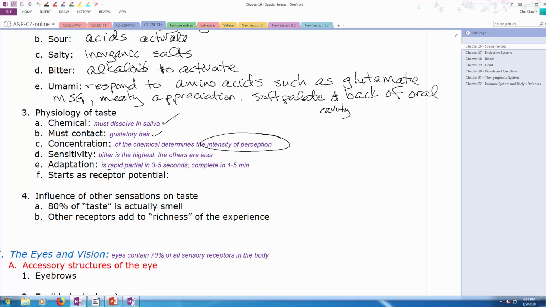We get a rapid phase of adaptation for taste. In other words, let's have ice cream, vanilla ice cream. So we put vanilla ice cream in our mouth and the very first taste is the best, because every taste you take of that ice cream after that is never as good as that very first taste, because adaptation occurs. And then adaptation actually becomes complete in 1 to 5 minutes. So what that means is if you hold it in your mouth, after 5 minutes, you couldn't tell anybody what that taste was.